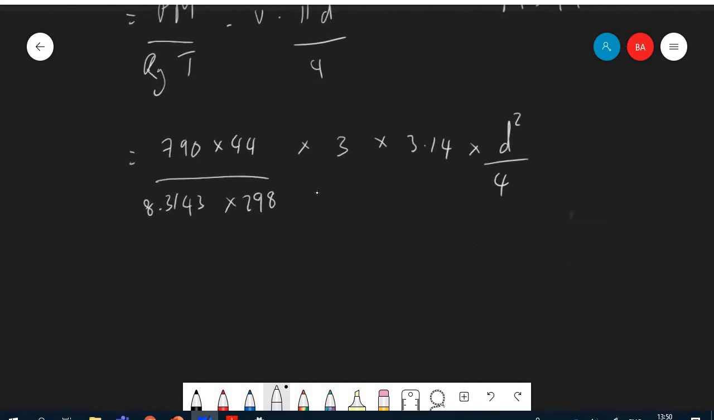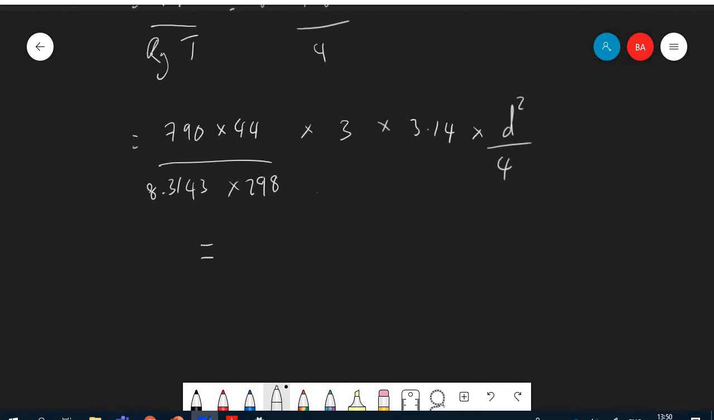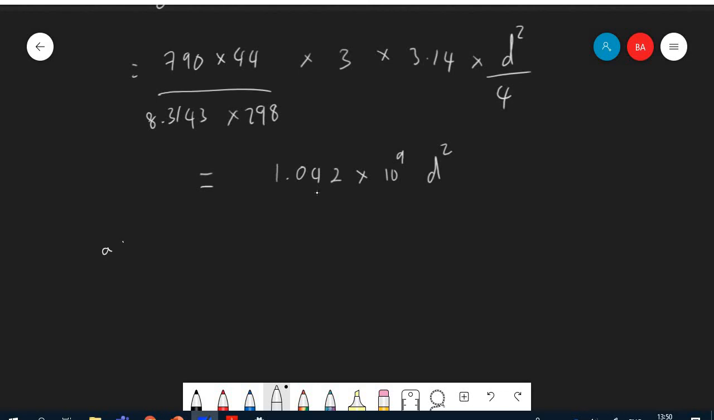I'm not going to substitute for d squared because for different d I'm going to get different answers, so I'm just going to put everything as a function of d. That will be 1.042 times 10 to the power 9 d squared. Now for case 1, I have a diameter of 0.03 meters, I'm using a pipe of 0.03 meters. What will be my flow rate?